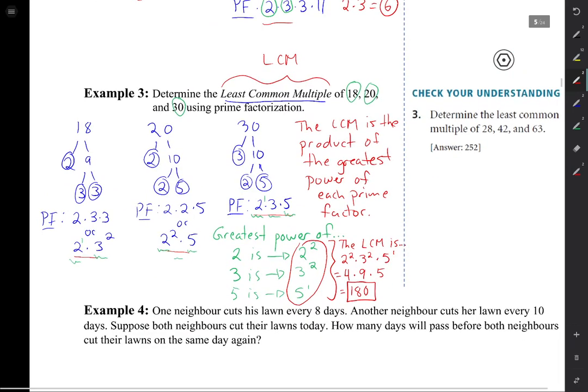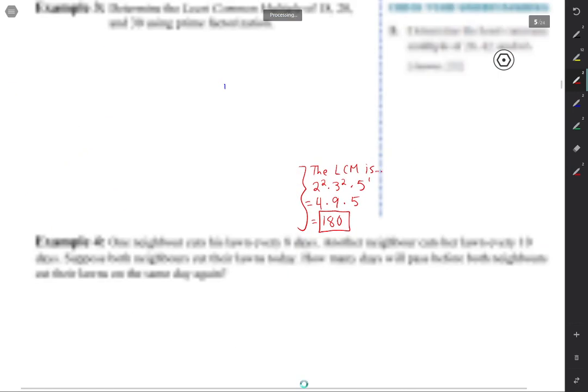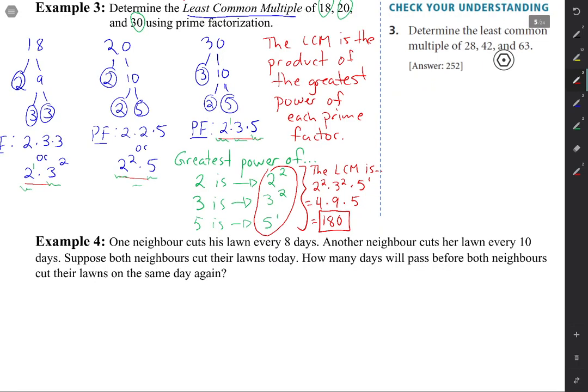Our very last example here is just a little bit of a word problem, and yes, we have to get used to word problems in Precal, unfortunately, but it's okay, they're not that bad. So example 4: one neighbor cuts his lawn every 8 days, another neighbor cuts her lawn every 10 days. Suppose both neighbors cut their lawns today. How many days will pass before both neighbors cut their lawns on the same day again?